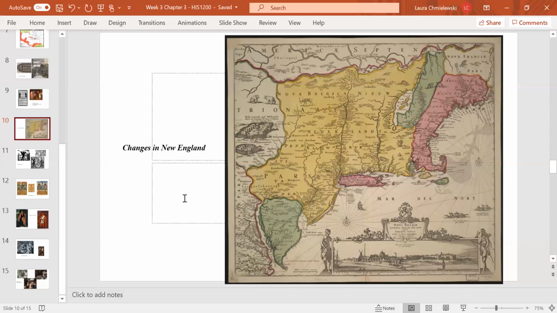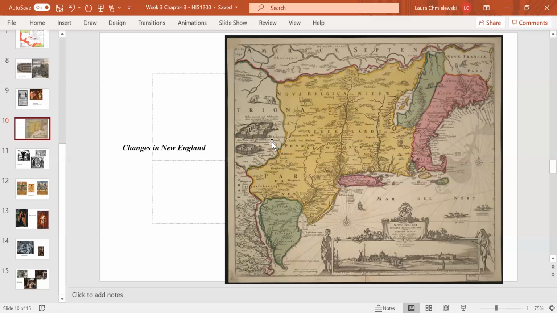At the same time, I don't know how well you can see it from this map, you can see the Nova Francia here, which is New France, the French colonies up in this region. At the same time, England and France are at war, which means the English colonies and the French colonies are at war. So two things are putting tremendous pressure on New England.